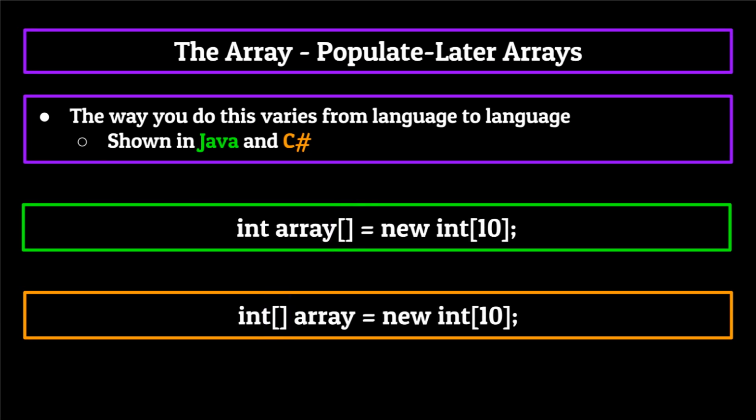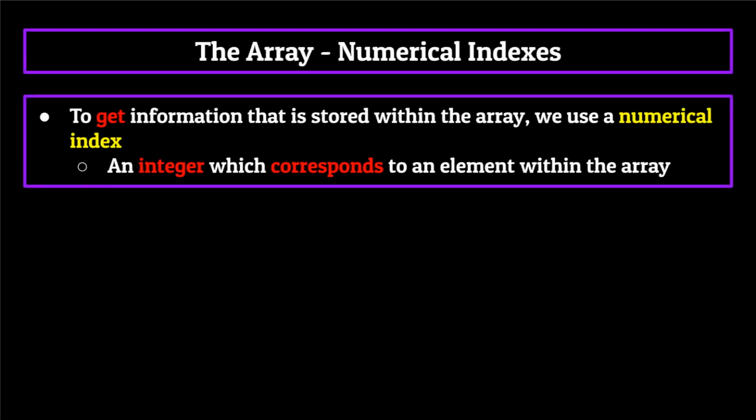Now that we know the two different ways to instantiate an array, we need to know how we, as the programmer, actually get information that is stored within the array so that we're able to use it. And the simplest way to answer that question is through the means of a numerical index. An index is simply an integer which corresponds to an element within the array.